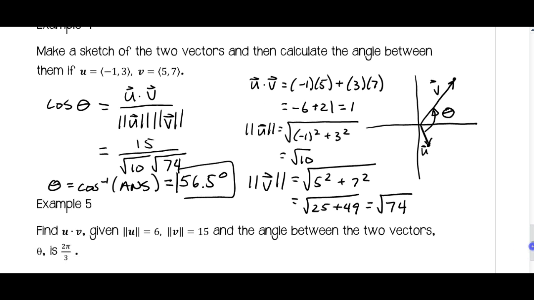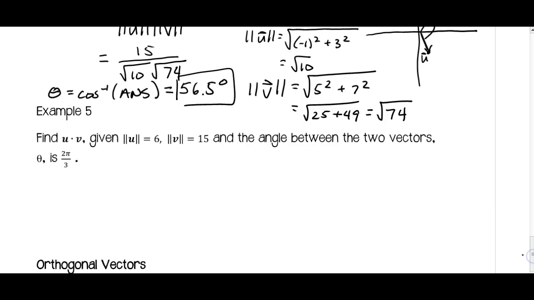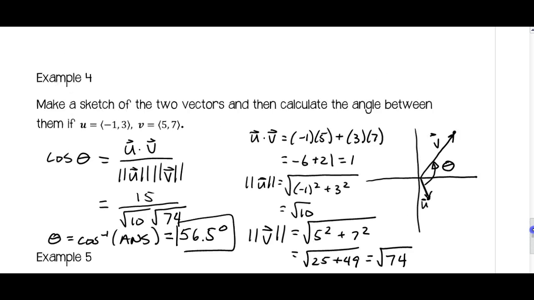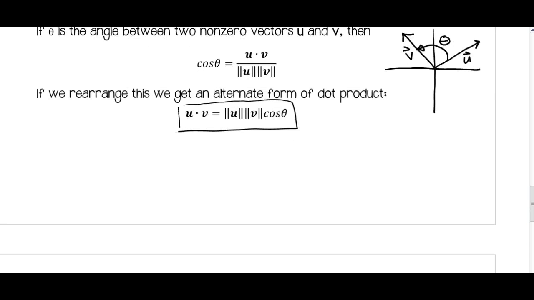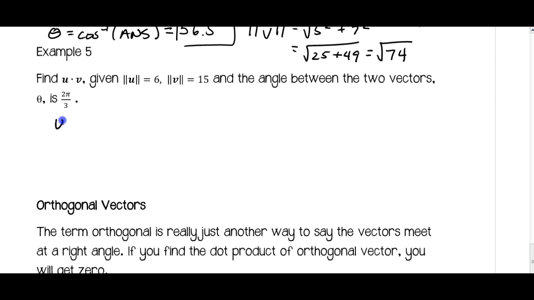So let's go ahead to example 5. We want to find the dot product given the magnitude of u is 6, the magnitude of v is 15, and the angle between the vectors is 2 pi over 3. So again, we can use this other form that we have here. U dot v is the product of the magnitudes times the cosine of the angle.